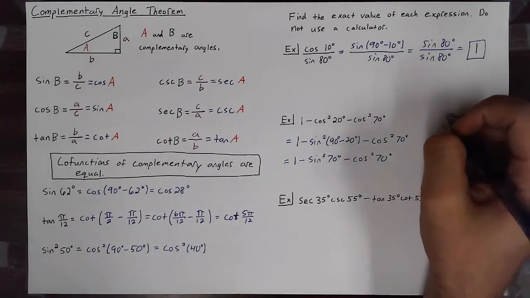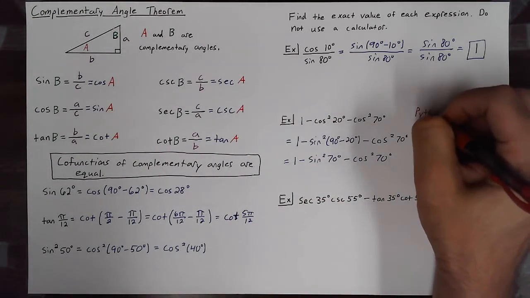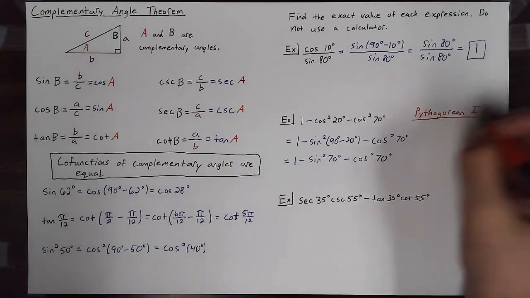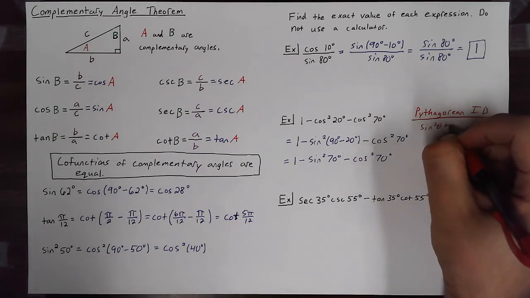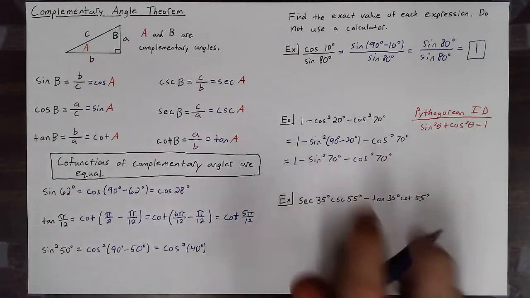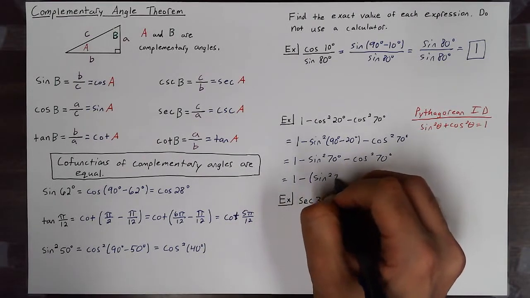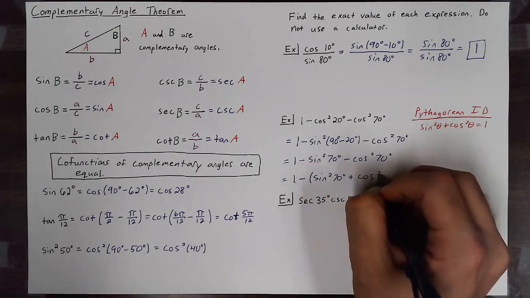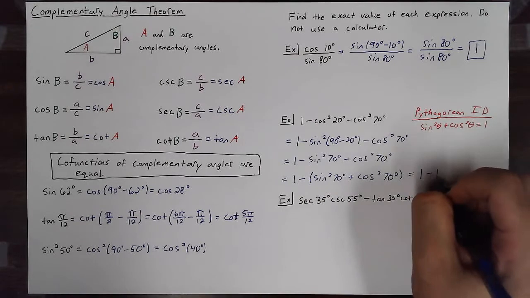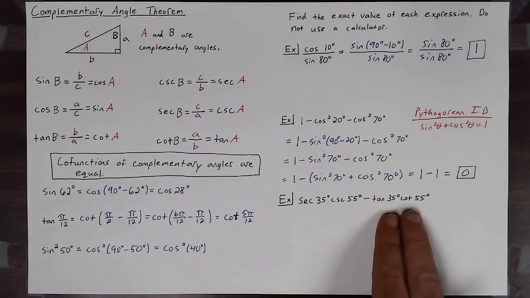And you may also be thinking right here, well, those are both negative. I know the Pythagorean identity, which I'll write down, is sine squared of theta plus cosine squared of theta, and that gives me 1. Well, if I were to factor a negative out of those two terms, I'll get 1 minus parentheses sine squared of 70 degrees plus cosine squared of 70 degrees, which gives me 1, making this 1 minus 1, which is 0.